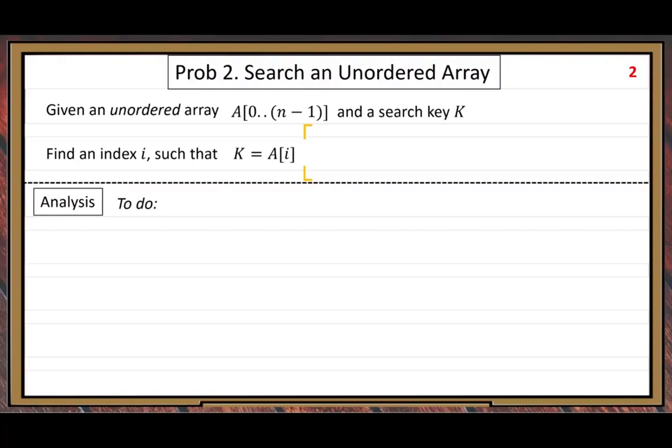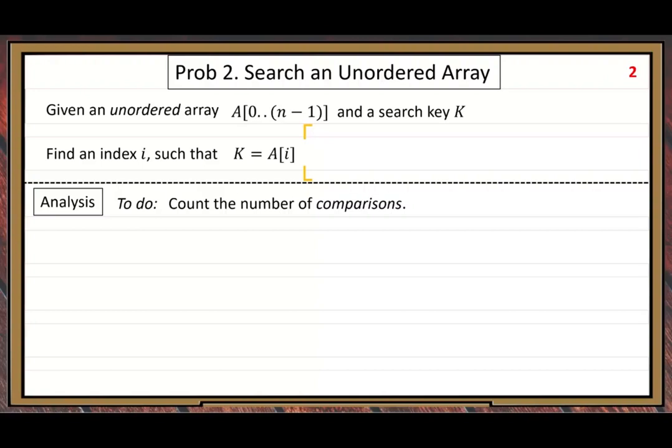Now we need to do the analysis, right? So we need to do the counting here. What do we count? We need to count the number of comparisons. How many comparisons we need to find an element that matches the given key, or no match.